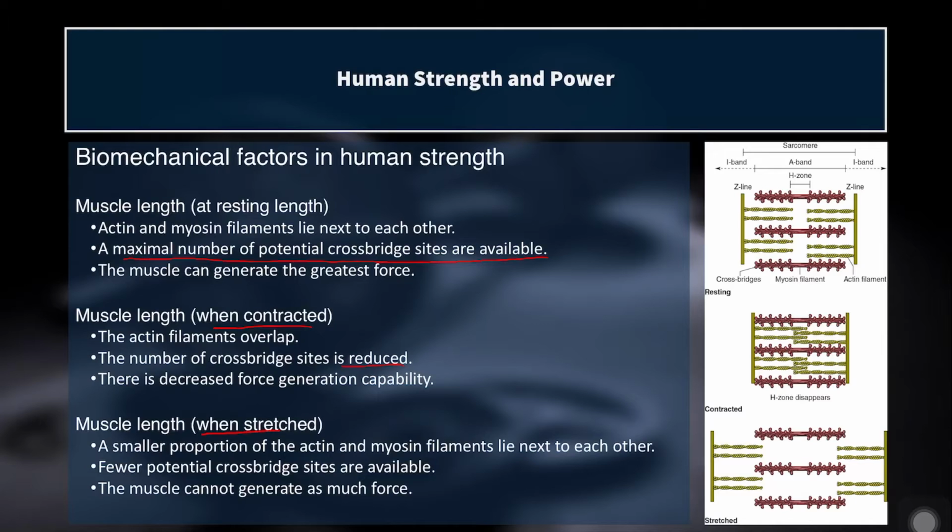Similarly, when a muscle is stretched, we also have a fewer number of actin and myosin cross-bridge sites because those filaments are no longer lying close to each other. So if we look over in this diagram, you can just see visually that if you maximize from here to here, where those myosin globular heads are, then you get the greatest number of potential binding sites.